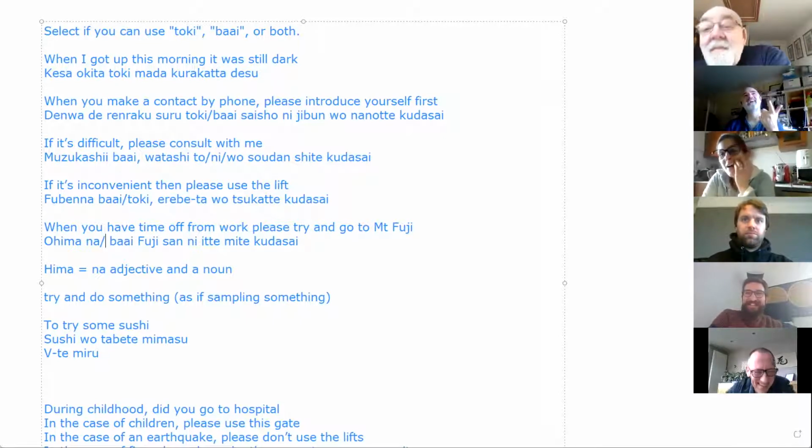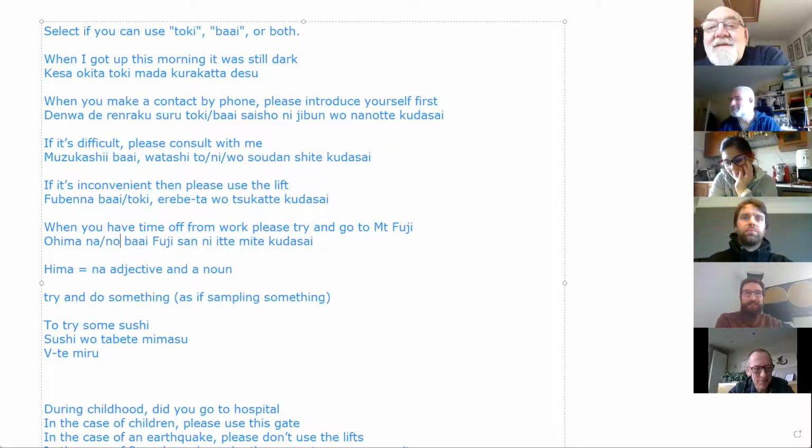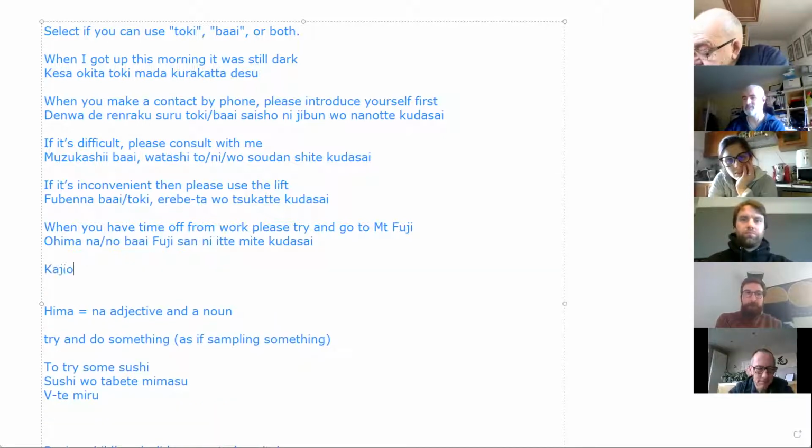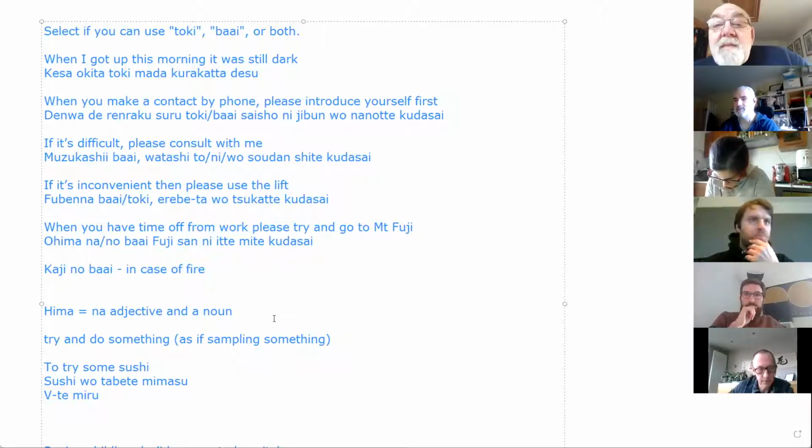Ga. Oh. Wa. No, keep going. It's no. For example, as we had before, kaji no bai, in case of fire. So hima no bai, in case of spare time, please go to see Mount Fuji. That's good.